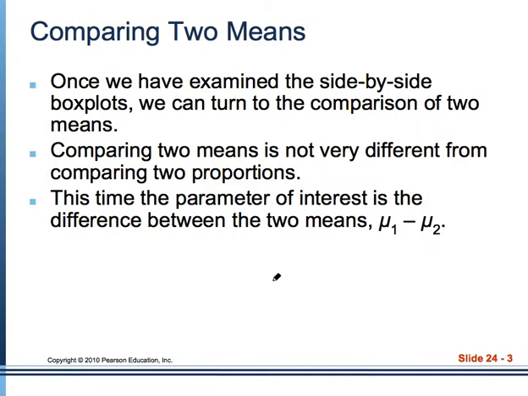Okay, so once we've looked at the side-by-side box plots, then we can start to compare the two means to each other. So same idea as if we were comparing proportions, but now we're comparing two means. And remember, the mu, this symbol, is the mean for a population, or the parameter of interest.